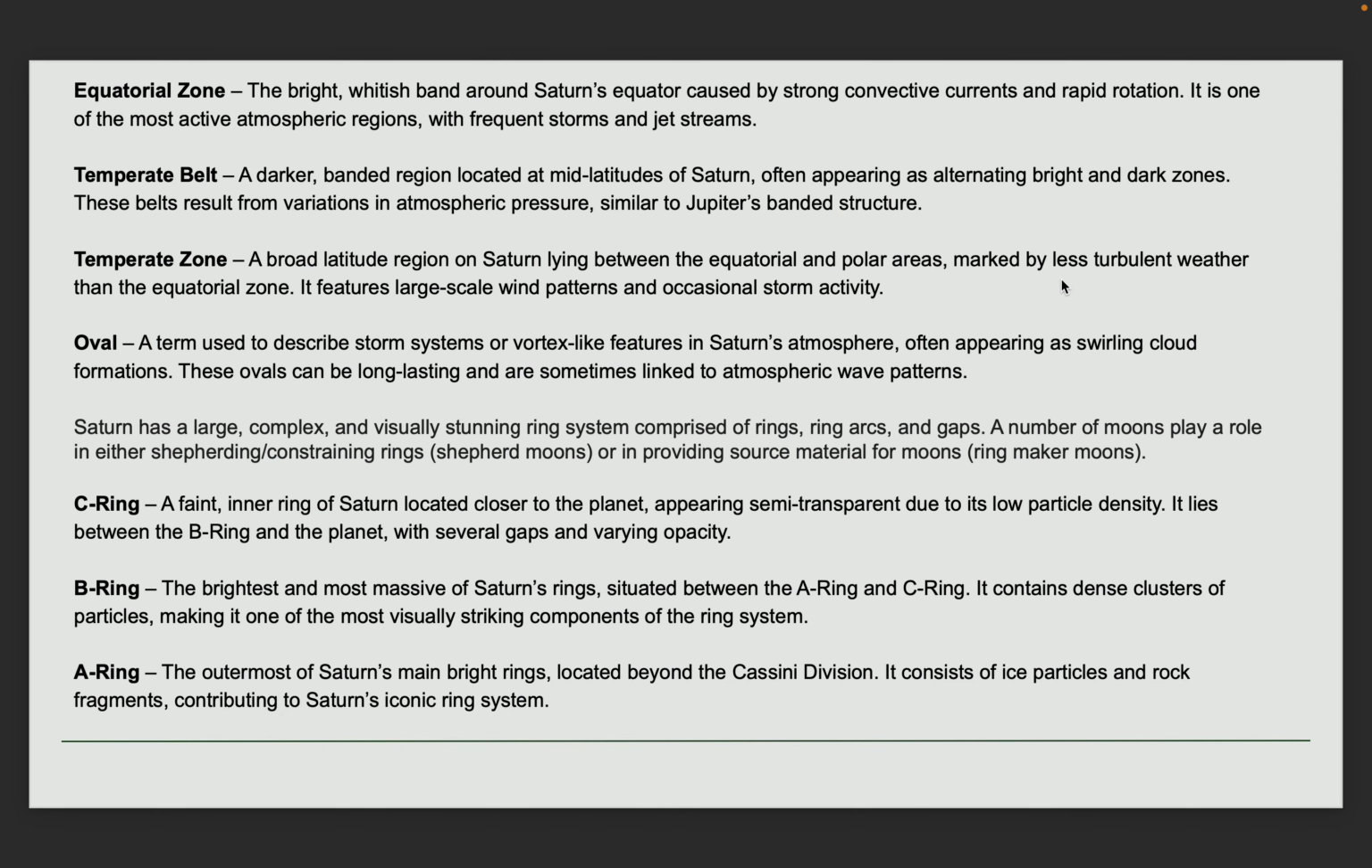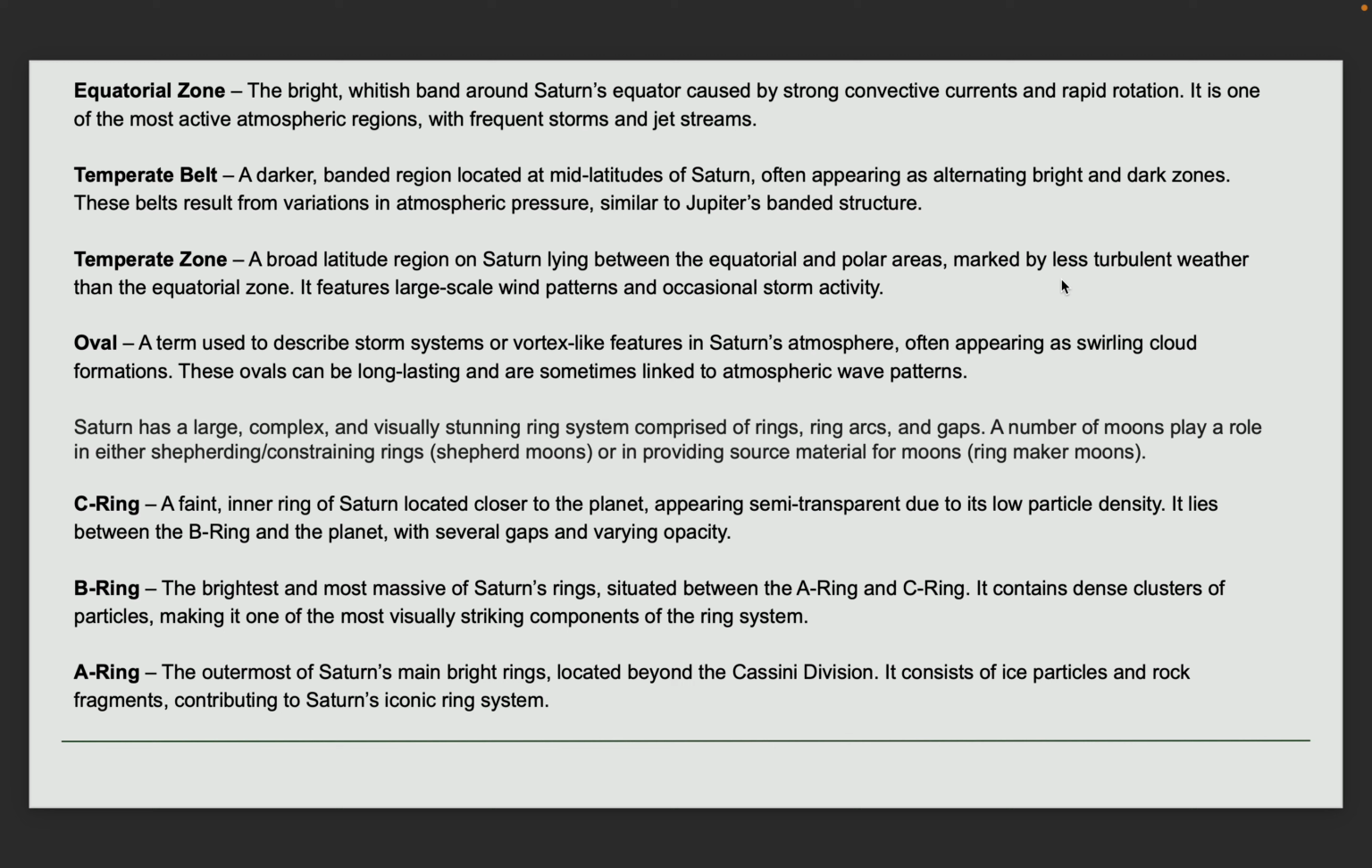And the oval, this term is used to describe a storm system or vortex-like feature in Saturn's atmosphere. This oval often appears as a swirling cloud formation. These ovals can be long-lasting and are sometimes linked to atmospheric wave patterns on Saturn.